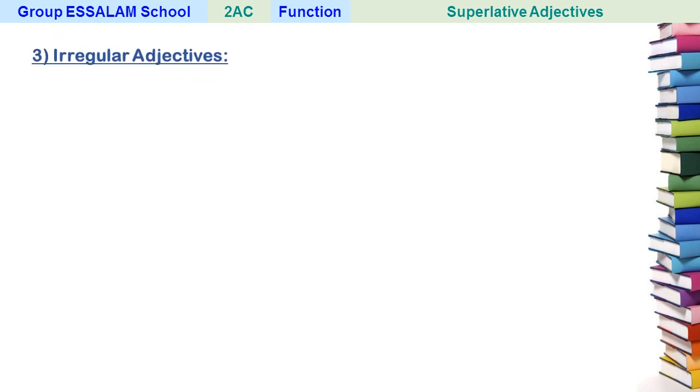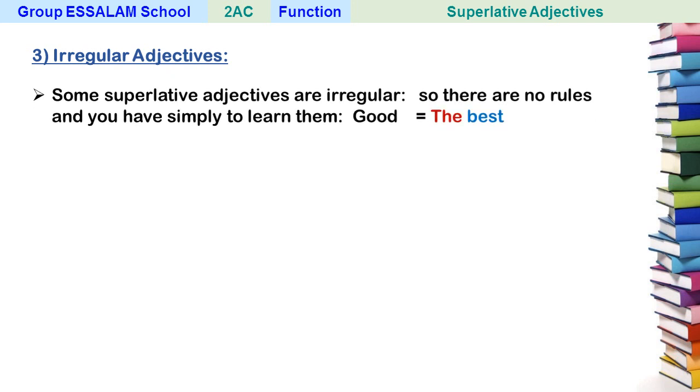And the last type of adjective is irregular adjectives. Of course, guys, with irregular adjectives, you have to notice this. Some superlative adjectives are irregular. So there are no rules and you simply have to learn them. Is it okay? You should learn them by heart. We have three. For example, in comparative adjectives, we said good becomes better than, and bad becomes worse than, and far becomes farther than or further than.